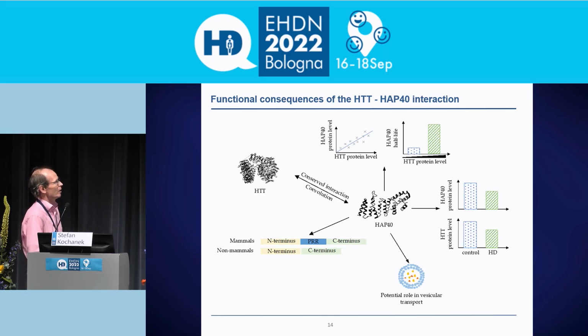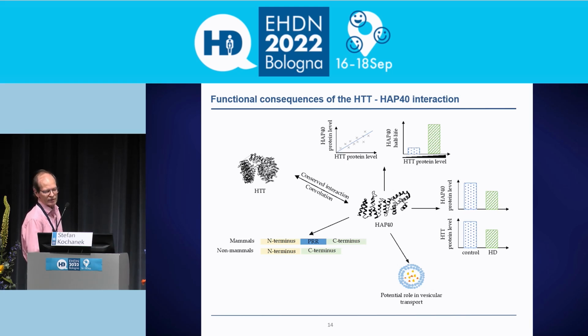So what we know now, as functional consequences of Huntingtin–HAP40, is that we have a conserved interaction and likely a co-evolution between HAP40 and Huntingtin. The HAP40 levels depend on Huntingtin protein levels, and the HAP40 half-life is increased together with increased Huntingtin levels.